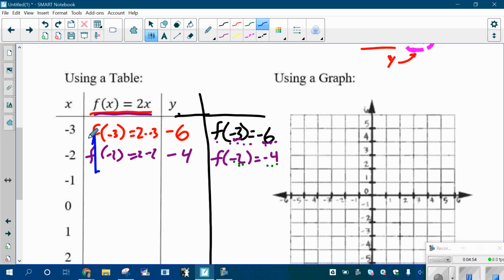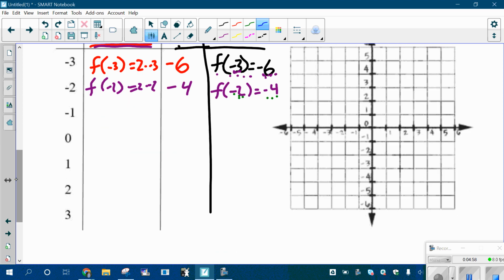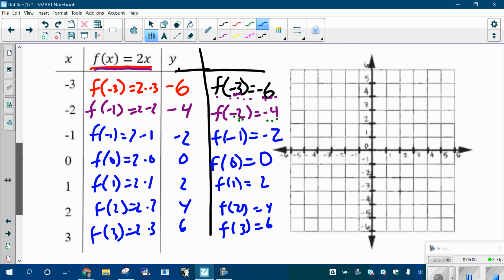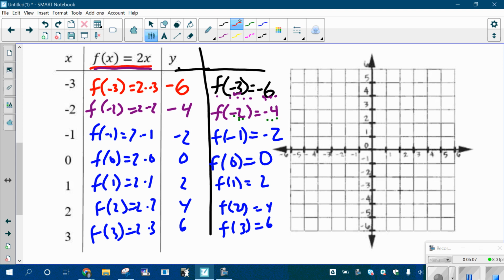Sorry, guys. Fill out the rest of this table real quick. Okay, that's what I got for the rest of this table here. And of course, I can plot those points that I got from plugging into that function.